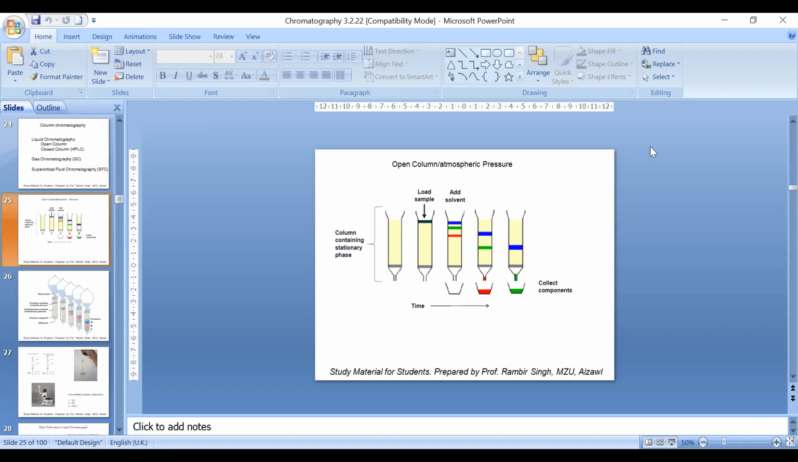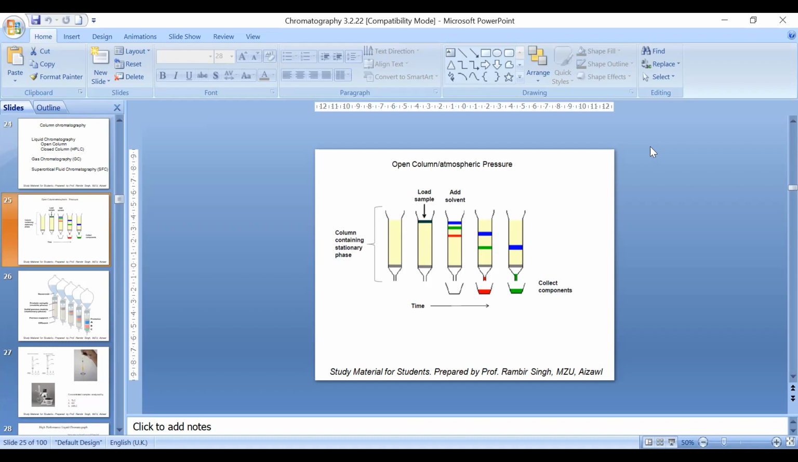Because the pressure is increasing, it generates more output. Do you understand why the pressure is increasing? Because we are reducing the particle size. And when we are reducing the particle size, the separation is improving.